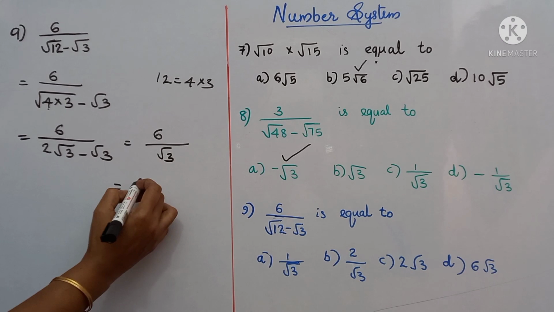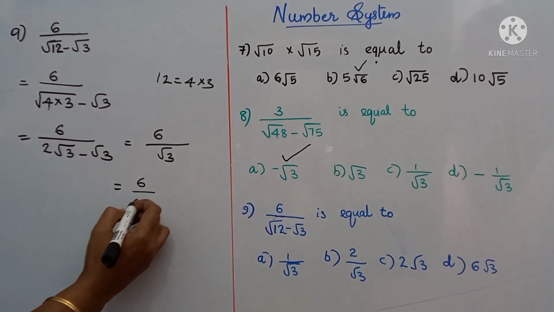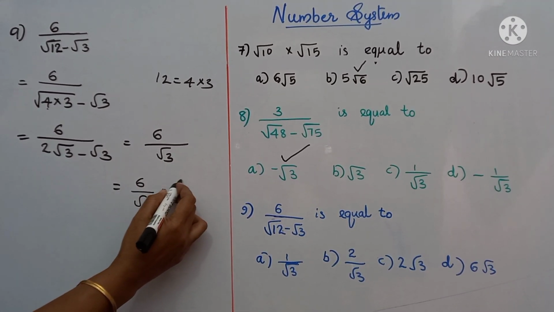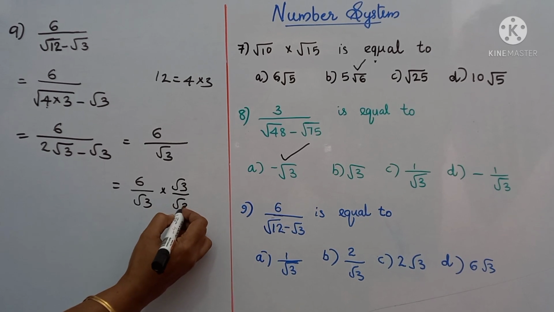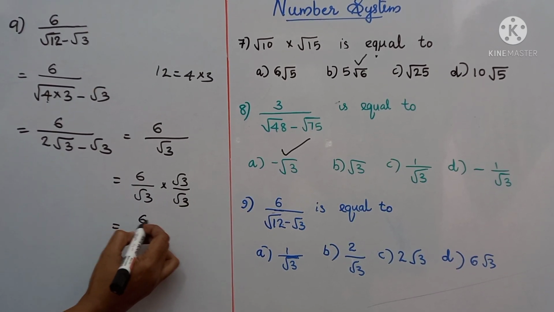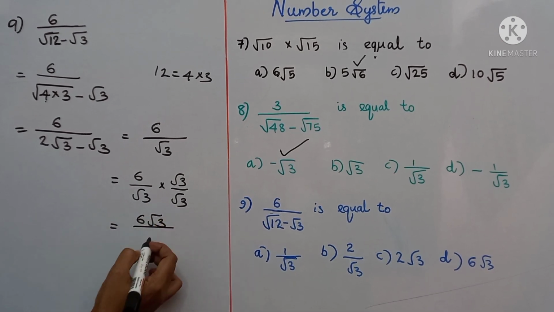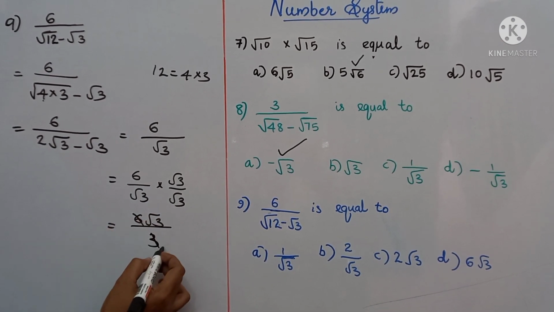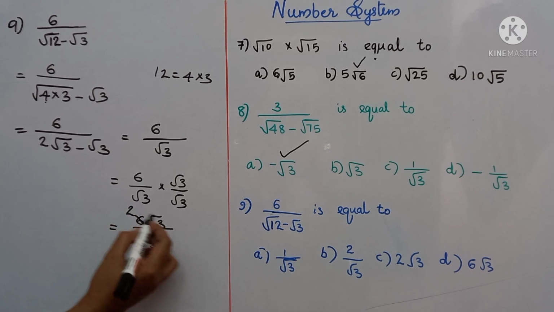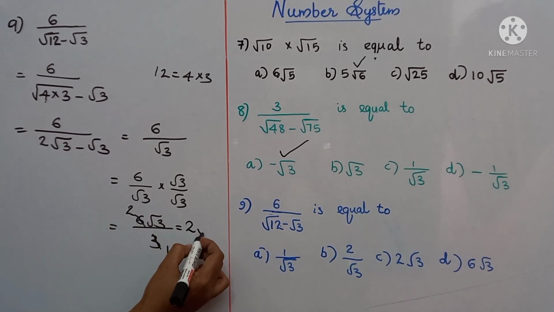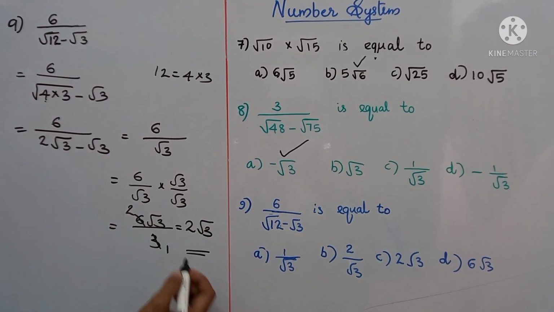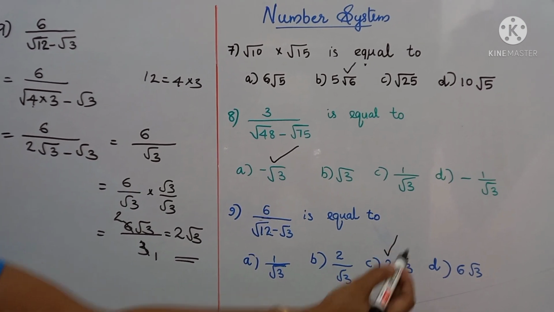Now we are rationalizing this denominator, 6 by root 3 into root 3 by root 3. That is equal to 6 root 3. 6 into root 3 is 6 root 3 divided by root 3 into root 3 is 3. Now we can cancel 6 and 3, 1, 2 here. And we are getting the answer 2 root 3. And here the option 2 root 3 is there. This is the answer.